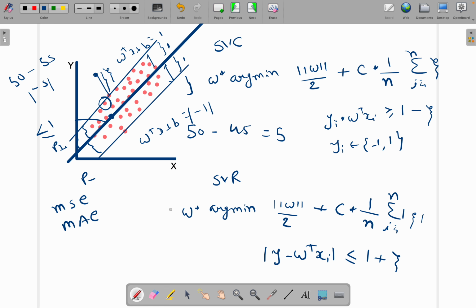So this is about support vector regression. The constraint will change, otherwise everything remains the same. We are finding an actual line or plane which will maximize this P plus and P minus. So this is all about support vector regression.